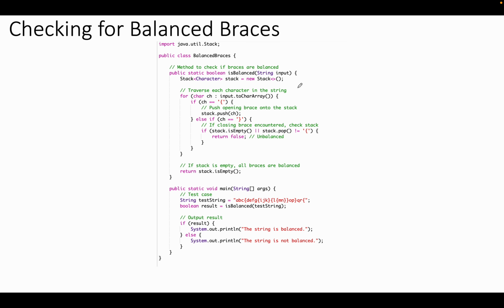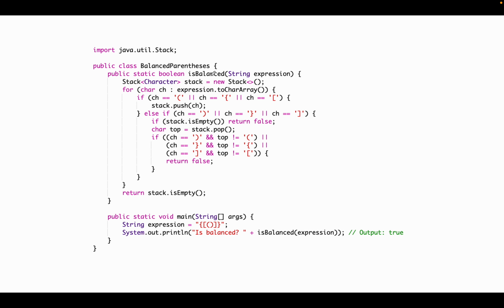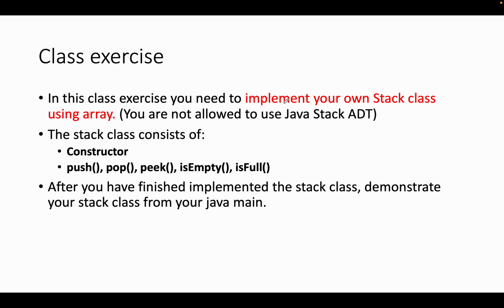So here's how we can check. This will be the formula, the coding that we check for open and closed. Same here if we have more than one type of the characters for the parentheses.